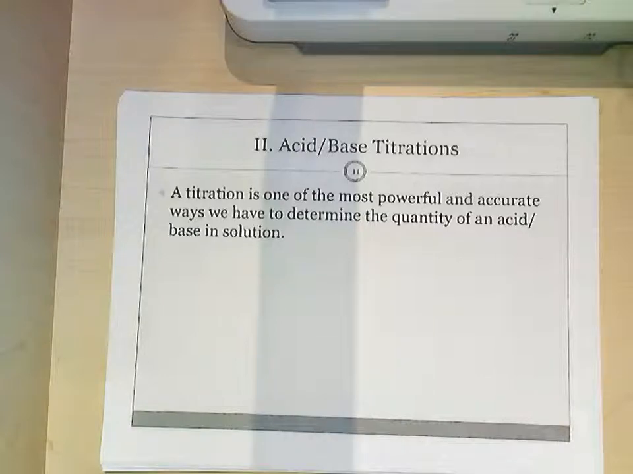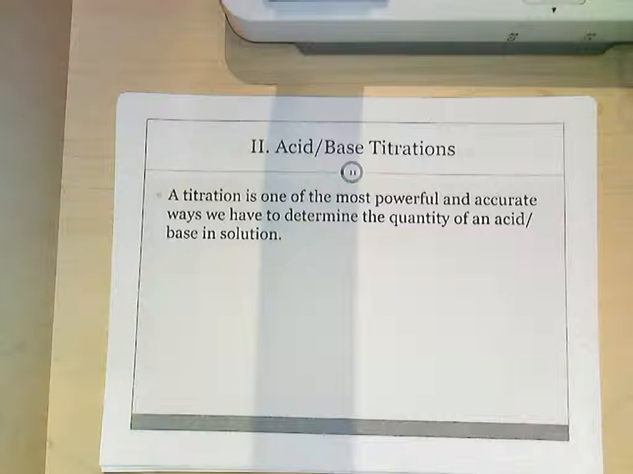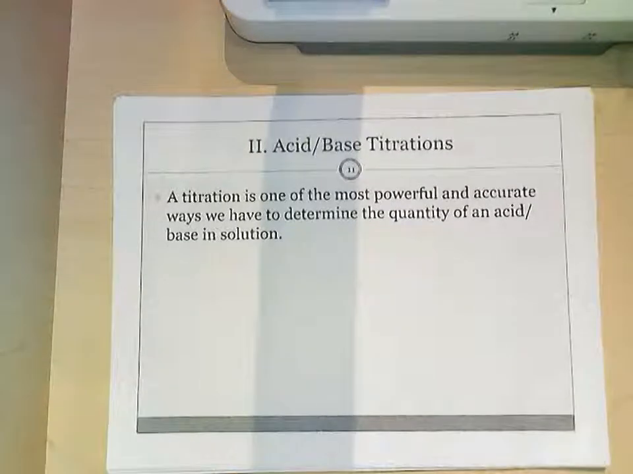All right, so the second third of chapter 16 is looking at acid and base titrations. Based on what we know now about strong acids, strong bases, weak bases, and buffers, we can now talk about how we use those experimentally to determine quantities in solution. Okay, titration is a method to determine the quantity of an acid or a base in a solution.